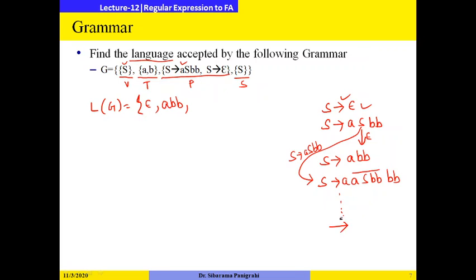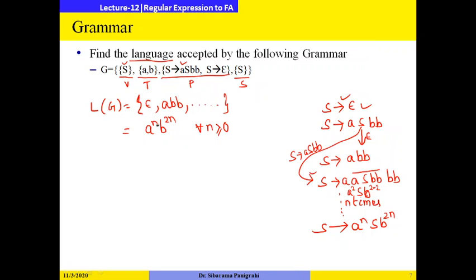If I apply it for n times, I will get a to the power n S b to the power 2n. Is that clear? Here I have applied 2 times, so I have got a to the power 2, that is concatenation of two a's, S and four b's, that is b to the power 2 into 2. Similarly, if I apply n times, I will get a to the power n S b to the power 2n. So all the strings of this form will be in the language L of G. What should be the language accepted by this? a to the power n b to the power 2n for all n greater than or equal to 0.